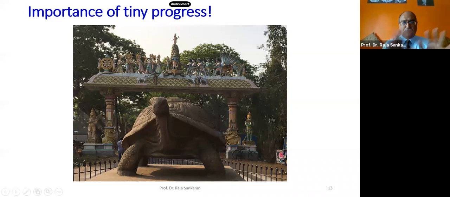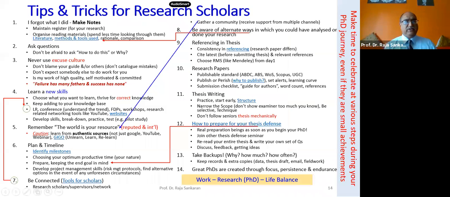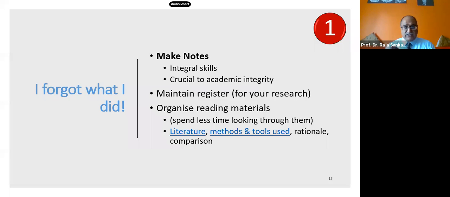Having said that, I put together these 14 pointers, which are some tips and tricks that would help the research scholar through the progress. I'll go through each one of them. The first and foremost thing is about making notes. One of the major drawbacks we have seen is, not only with research scholars but with all of us as human beings, that we forget what we did. For example, if you ask me what I did 6 months ago or a year ago, I will definitely not remember that.